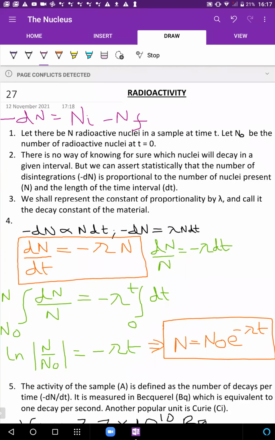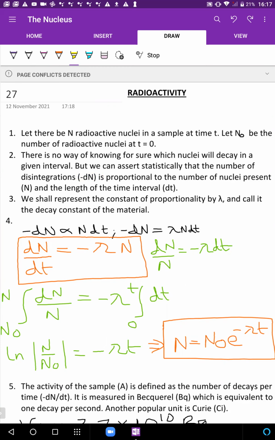My bank balance decreased by 100 minus 80, 20. But initial minus final is the decrease. So the decrease in the number of nuclei is the number of disintegrations. The number of disintegrations is therefore minus dn.